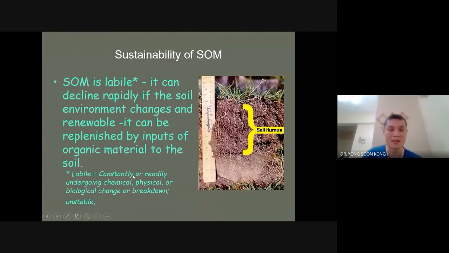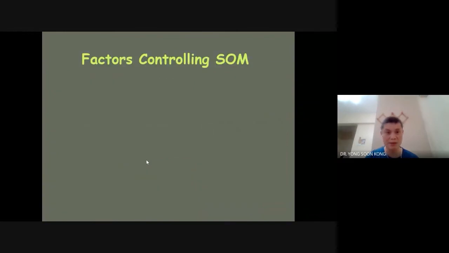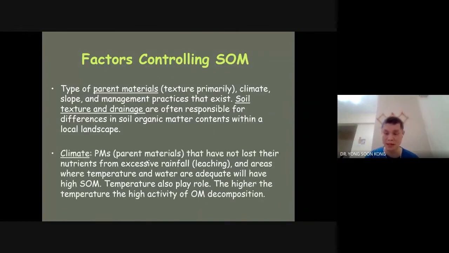Due to constant changes in microbiological activity, it breaks down and becomes carbon dioxide and so on. It will decline because of this microbial activity. Now the question is, how do we maintain a healthy level? How do we make sure that there's enough soil organic matter in the soil? Well, there are several factors that we need to learn now.